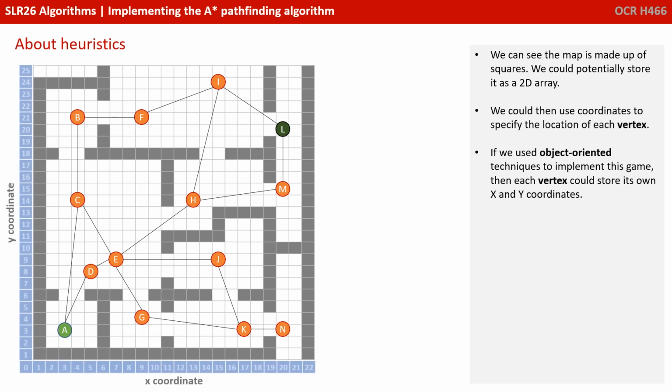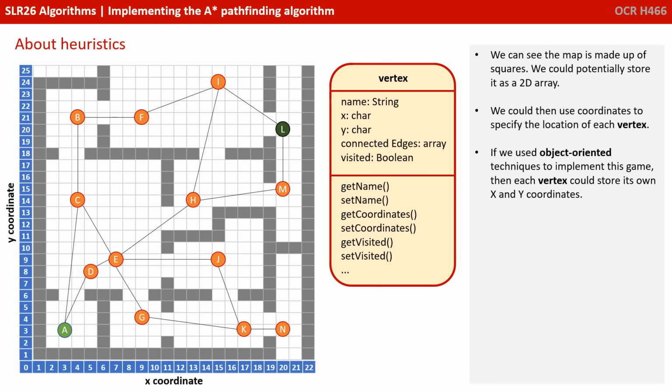We can see the map is made up of squares, so we could potentially store it as a 2D array. We could then use coordinates to specify the location of each vertex. If we were using object-oriented techniques to implement this game, then each vertex could store its own x and y coordinates.